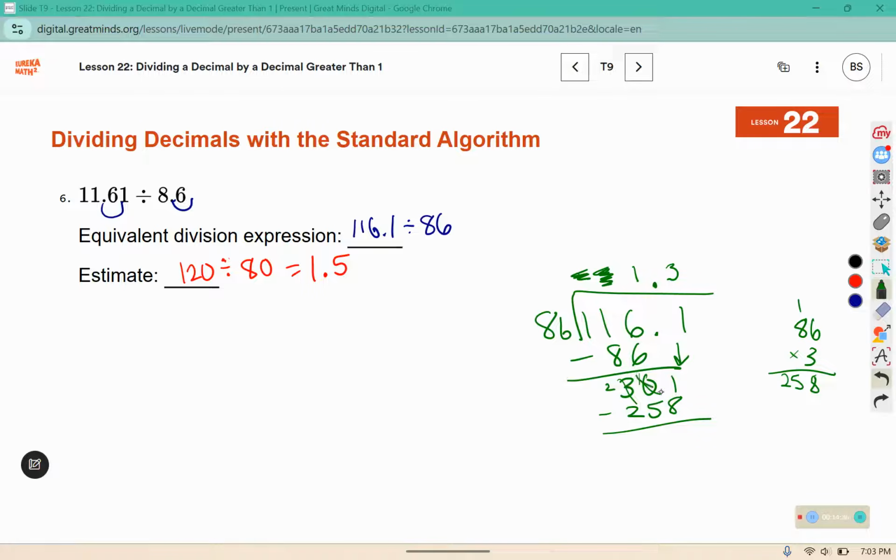That was 10, but then I had to turn it into a 9 to get an 11 here. 11 minus 8 is 3. 9 minus 5 is 4. Bring down a 0.